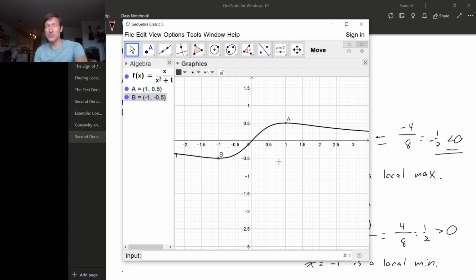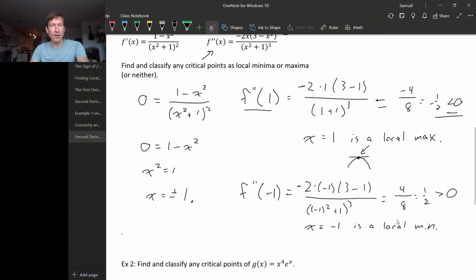As long as the second derivative at your critical number isn't 0, you can use the second derivative test to distinguish local mins and local maxes. All right, let's look at one more example.